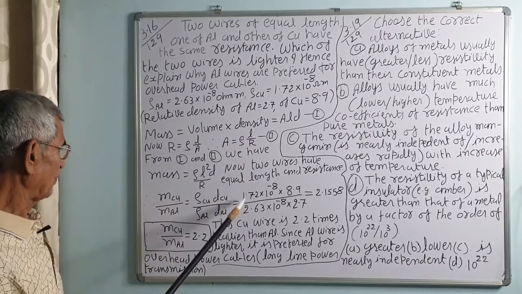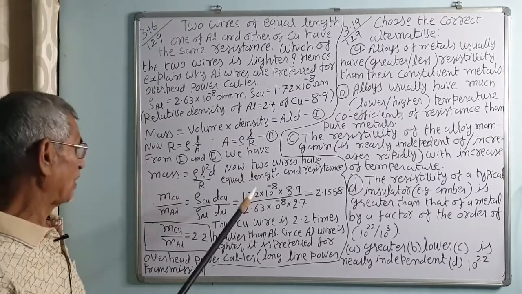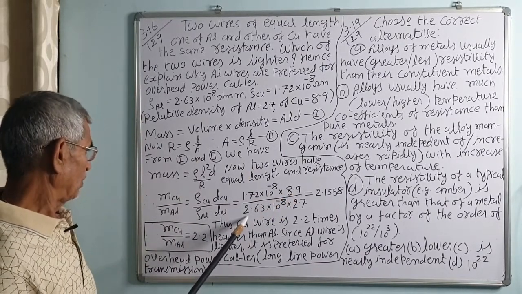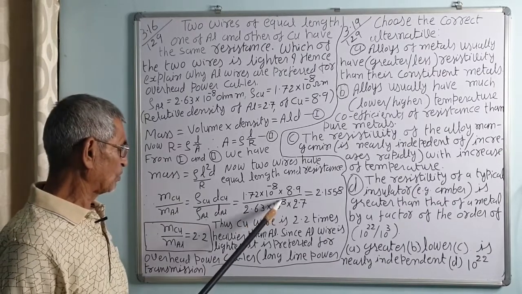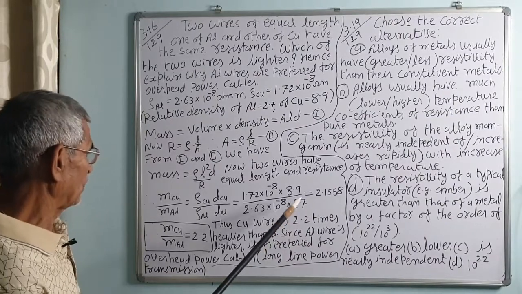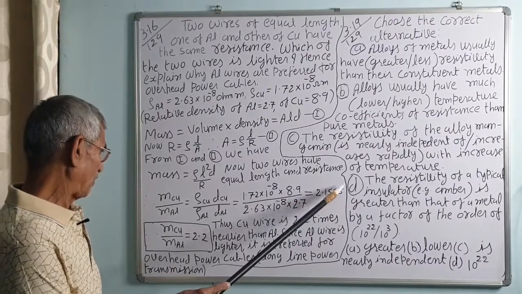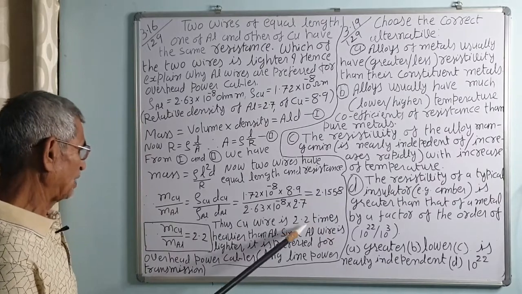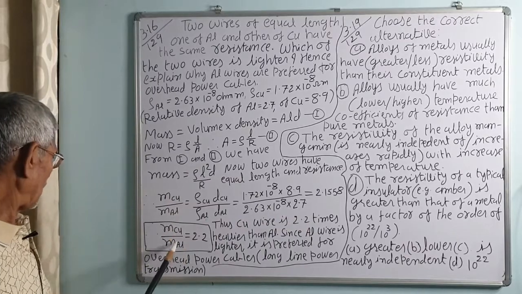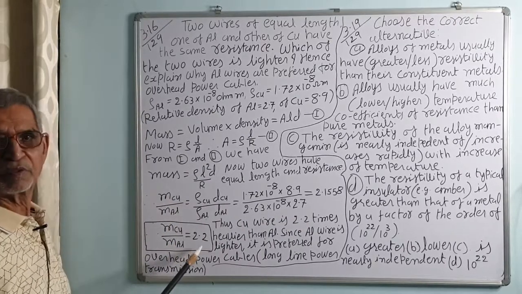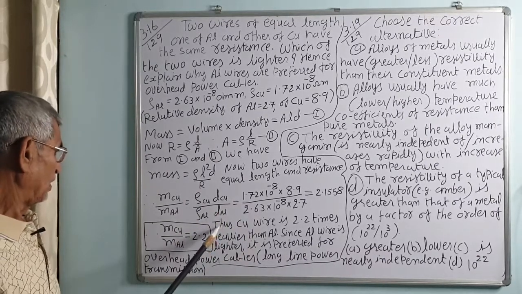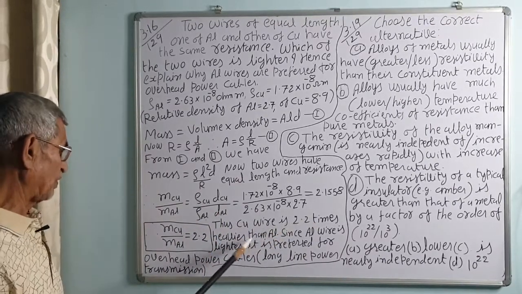All data are given, that is 1.72 into 10 raised to power minus 8 into 8.9, the density, upon 2.63 into 10 raised to power minus 8 into the density of aluminum, that is 2.7. That comes about 2.155, roughly equal to, rounding off, 2.2. So, mass of copper upon mass of aluminum is 2.2, that is, copper is about 2.2 times heavier than the aluminum. Thus, copper wire is 2.2 times heavier than the aluminum.